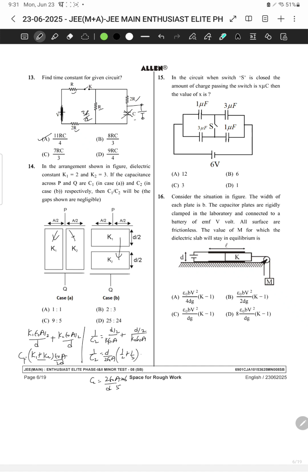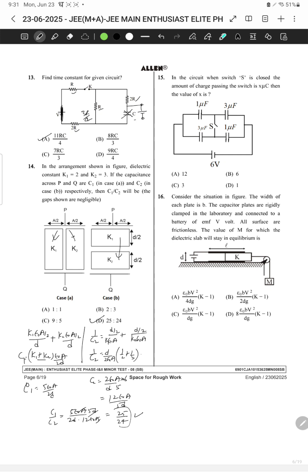And here k1 plus k2 is 5, so C1 is 5 epsilon naught a by 2d, and here we have 12 epsilon naught a by 5d. So we need to find C1 by C2. C1 by C2 is equal to 5 epsilon naught a by 2d into 12 epsilon naught a by 5d. So as you can see here, it is coming as 25 by 24, right? And that is the answer.